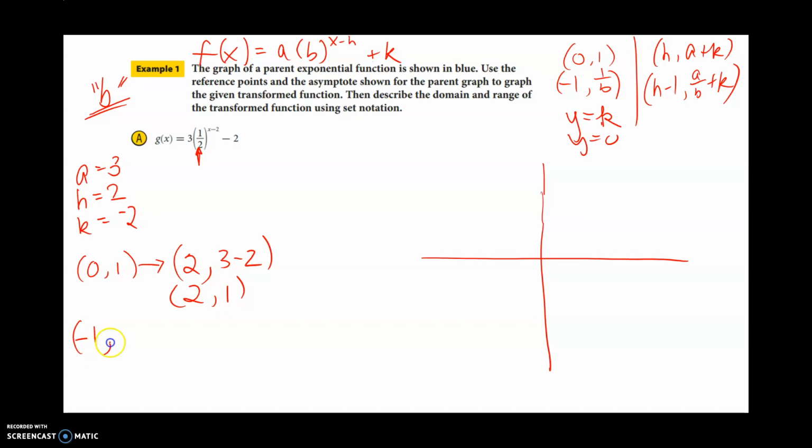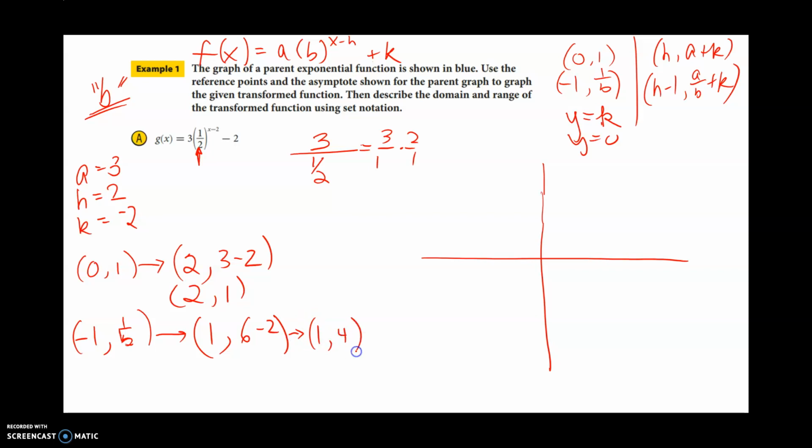Okay, and then this reference point will be (h minus 1, a over b plus k), where h is 2. So a over b, someone want to tell me what a over b is here? We don't divide fractions, instead we multiply them. So it's 3 over 1 times 2 over 1, which is 6. So a over b plus k is 6 plus k, so (1, 4). All right, (2, 1) and (1, 4). So it's going to do something like this, isn't it?